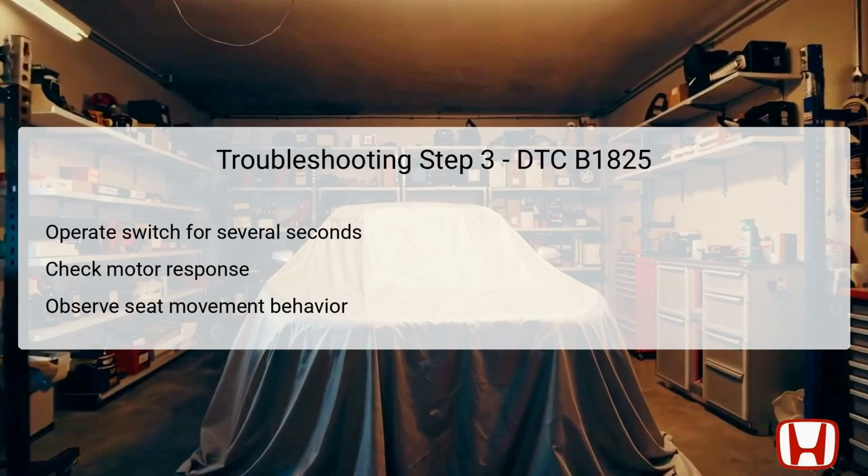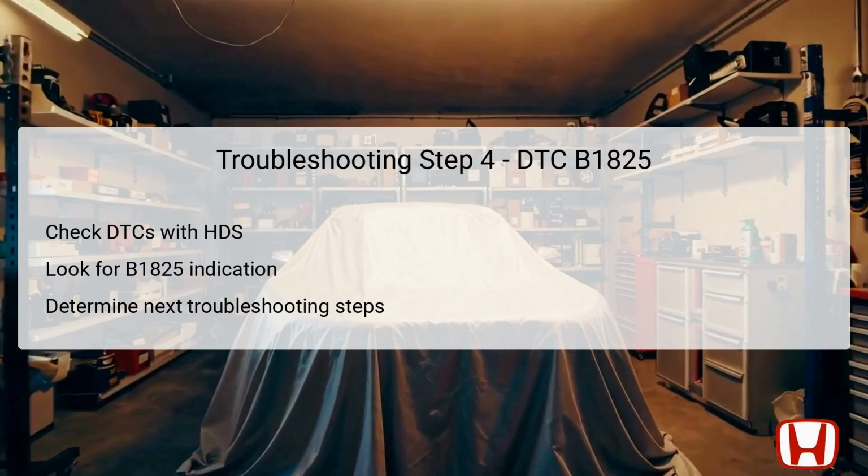If DTC B1825 presents itself after this operation, it suggests that the switch has been engaged long enough to deactivate the signal momentarily, indicating a problem even when the system may be functioning. This step is pivotal to assessing the reliability of the seat slide assembly and identifying any irregularities that could indicate faults. The fourth step involves checking for DTCs using the Honda Diagnostic System, HDS.